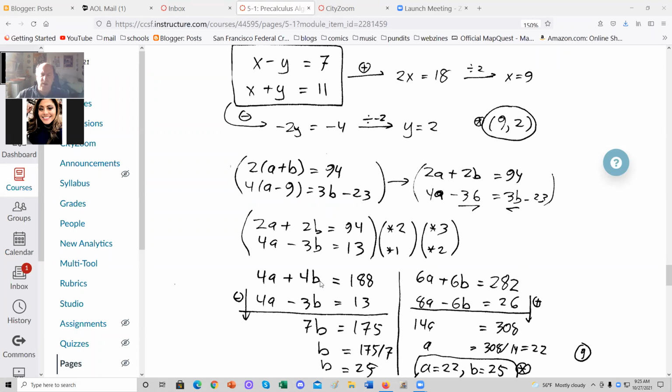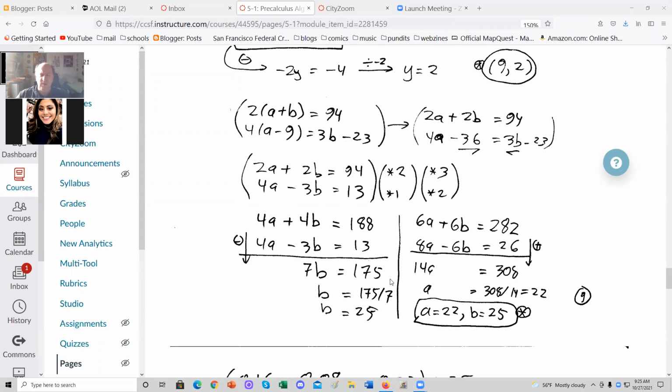The a's cancel. 4b minus negative 3b is 4b plus 3b, which is 7b. 188 minus 13 is 175. So 7b equals 175, so b equals 175 over 7. So b equals 25. Now I'm going to find a.